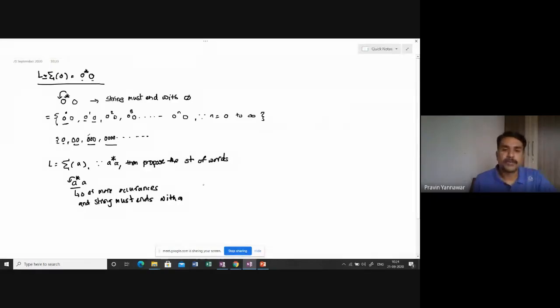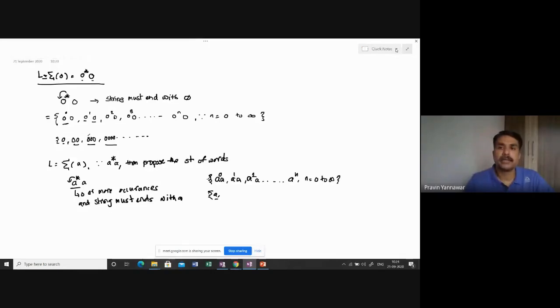So in this case, it will produce words like A raised to 0, A raised to 1, A raised to 2, and so forth, A raised to n, where n goes from 0 to infinity. These are the words. In this case, the empty string will not be generated. The word set will have at least one letter word, that is A.